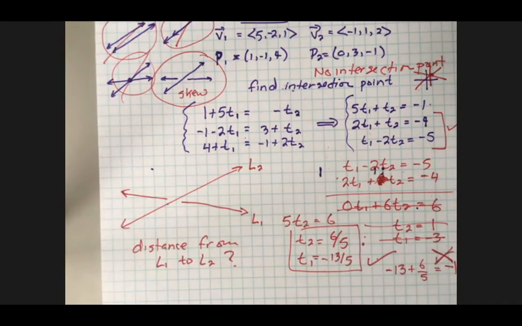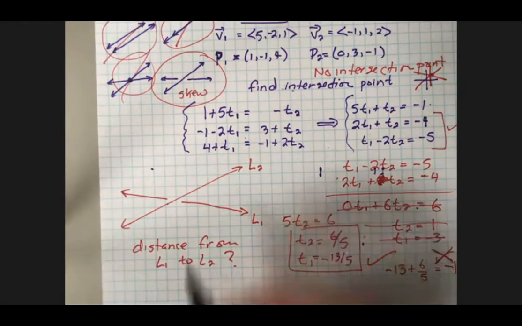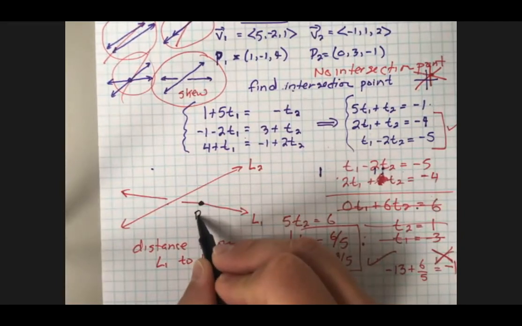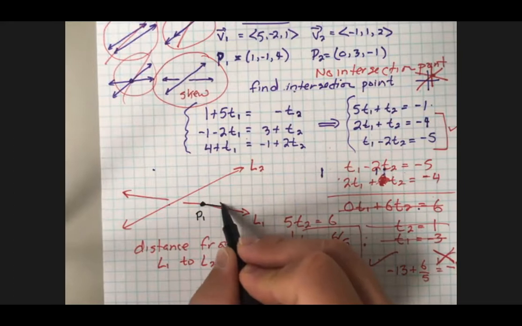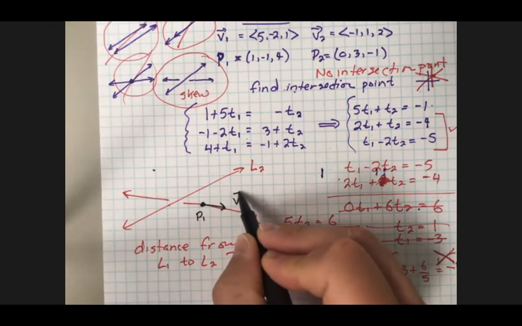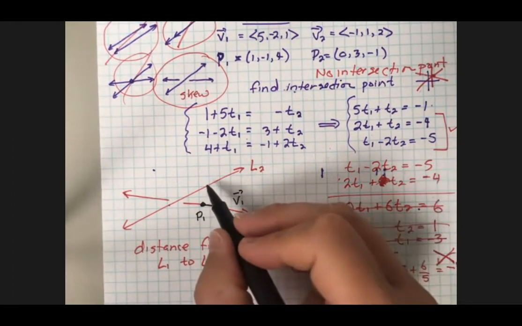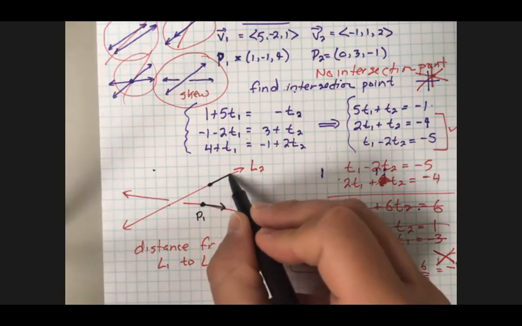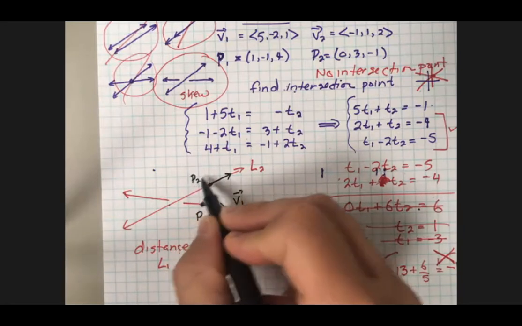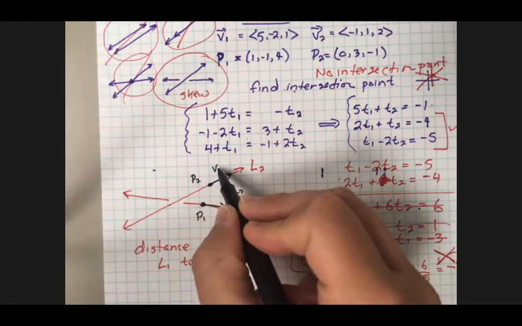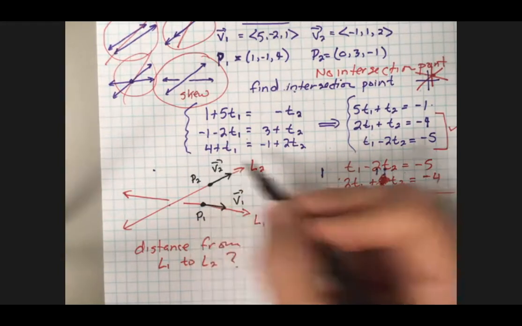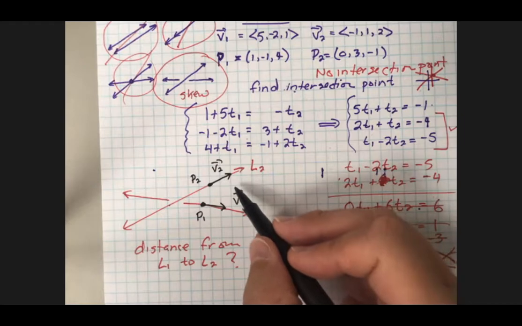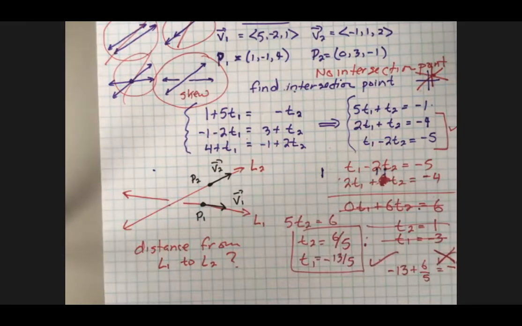Well, I'm going to think about this schematically, and I'm going to let you do the calculations. But what I have on L1 is a base point and a direction vector, right? What I have on L2 is a base point and a direction vector. Now, remember the animal that we talked about last week, the parallelepiped?